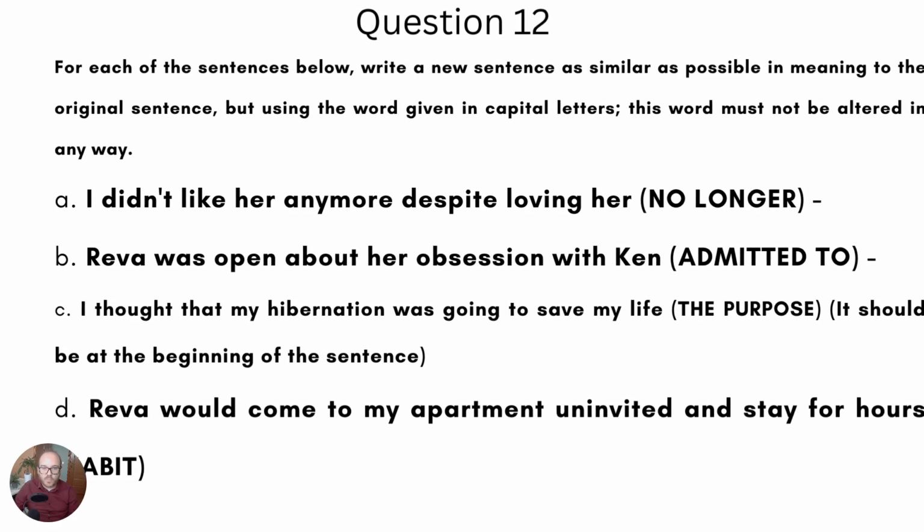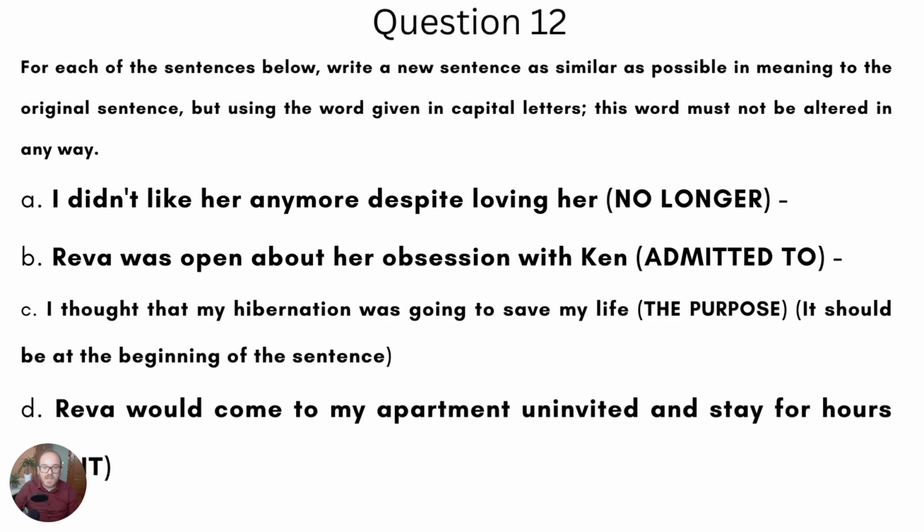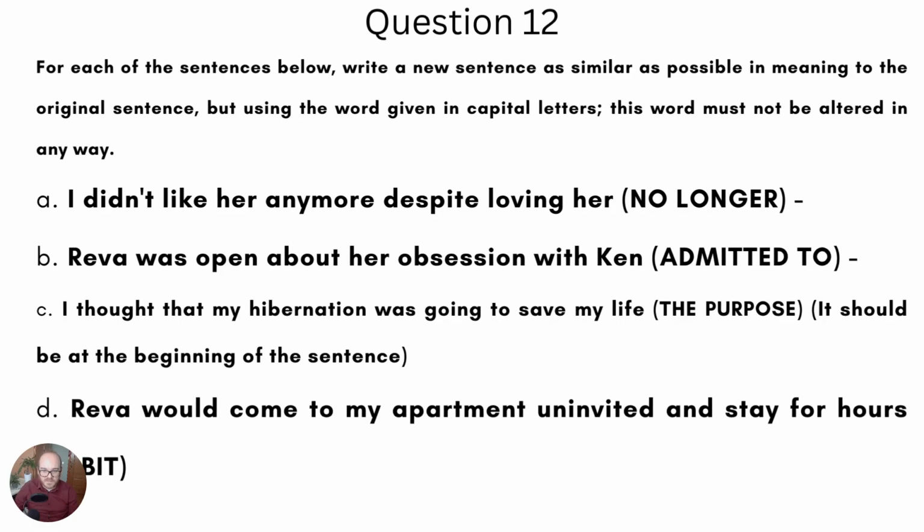Question 12. For each of the sentences below, write a new sentence as similar as possible in meaning to the original sentence, but using the words given in capital letters. This word must not be altered in any way. I will just read the answers again. A. Despite loving her, I no longer liked her. B. Riva admitted to having an obsession with Ken. C. The purpose of my hibernation was to save my life. D. Riva had the habit of coming to my apartment and staying for hours.